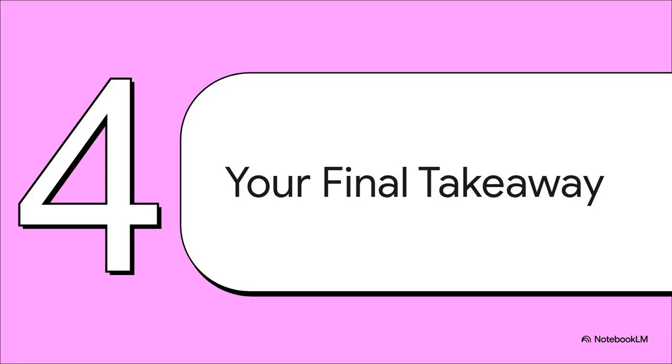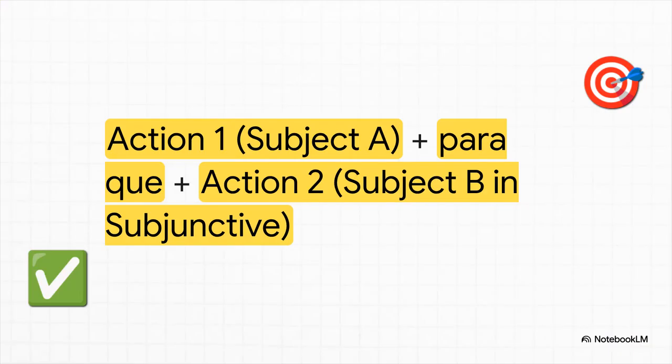So, we've looked at all these examples. Let's boil it all down to one simple, unforgettable takeaway. If you walk away with one thing, this should be it. And here it is, the whole entire lesson in one simple formula. You've got action 1 with subject A, plus our magic phrase para qué, plus action 2 with a new subject, subject B, and their verb is in the subjunctive. If you can just burn this structure into your brain, you've officially cracked the code.